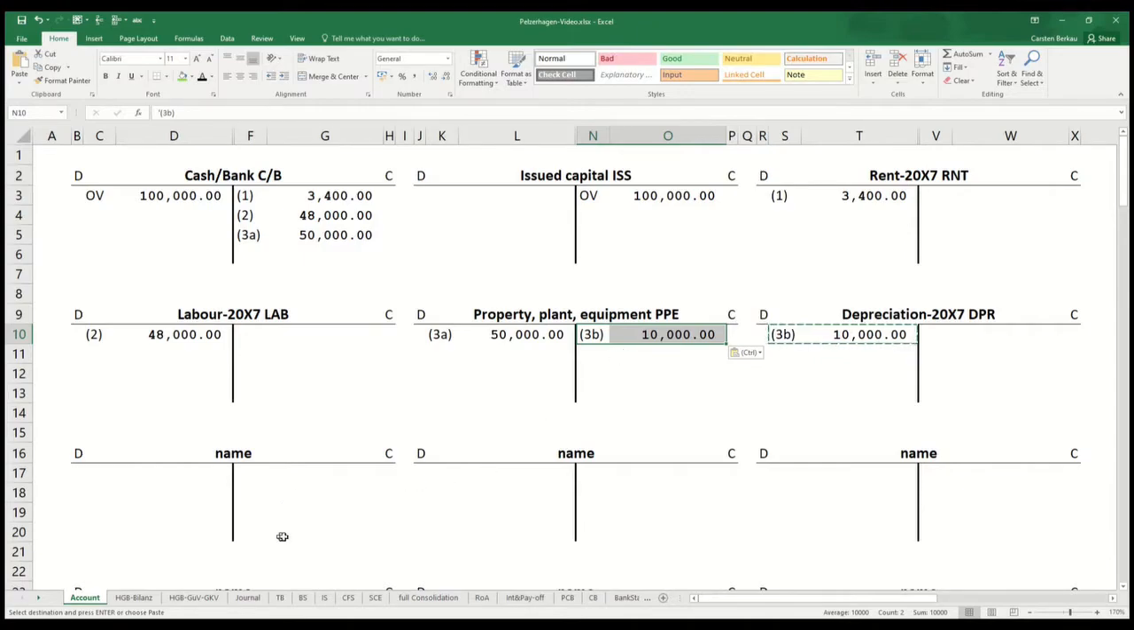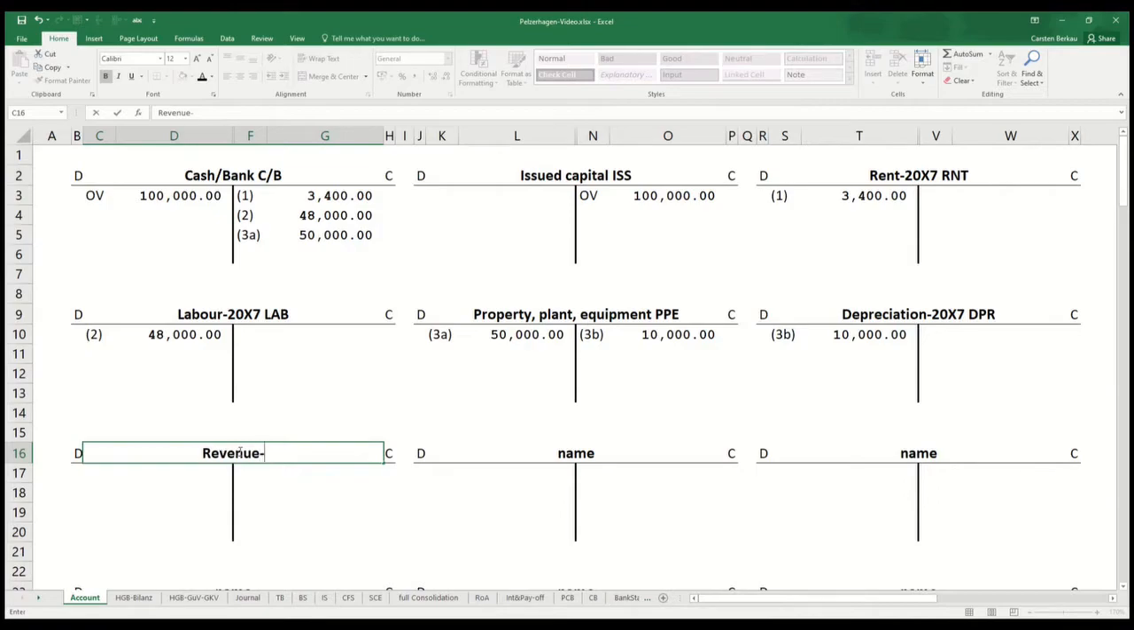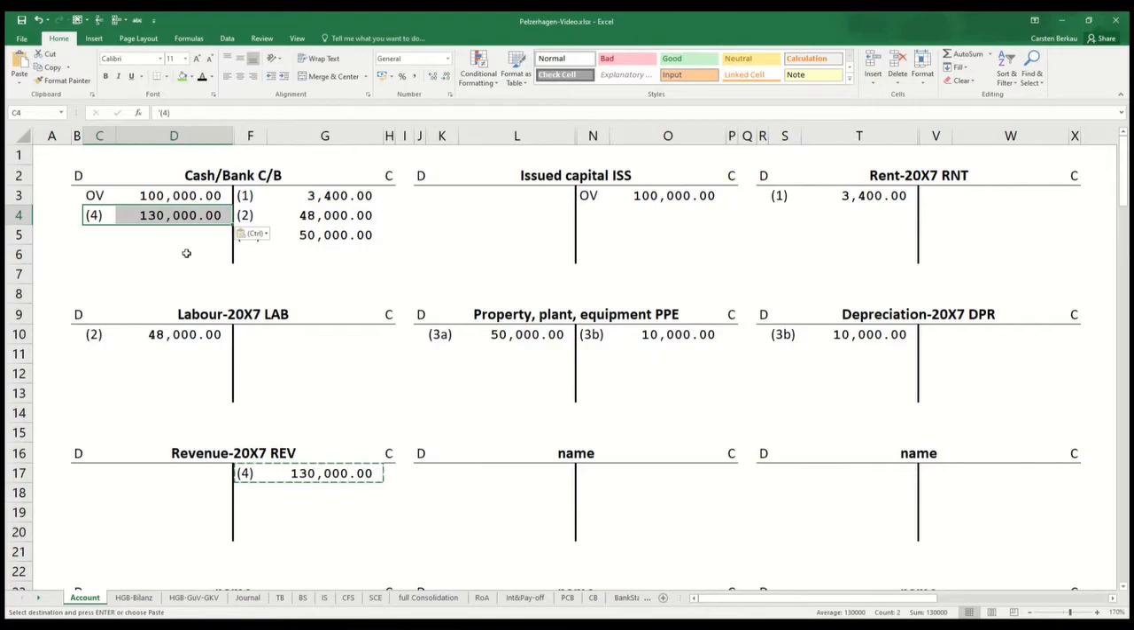Now the last item we have to record is the revenue. So the revenue will increase the profit. For that reason the revenue will be recorded on the credit side. So I start an account which is revenue in 2007, Romeo Echo Victor, and we record the bookkeeping entry number 4, which is 130,000. This was a credit entry because we want to increase the profit and we increase cash bank at the same time, so that means we have to make a debit entry in the cash bank account.